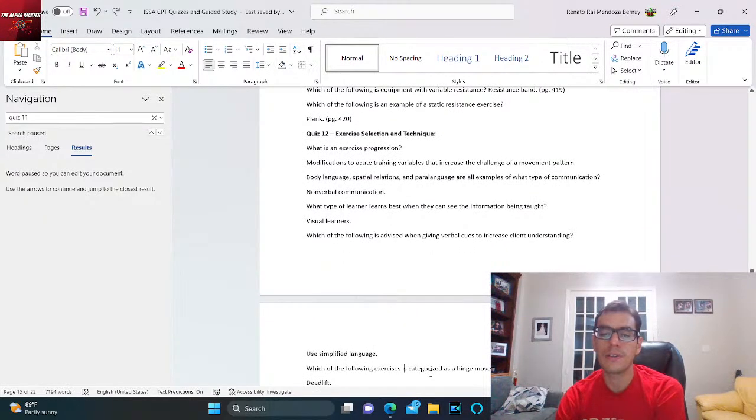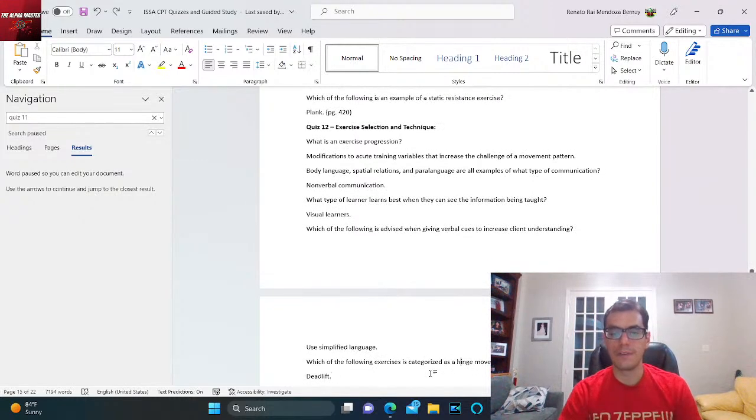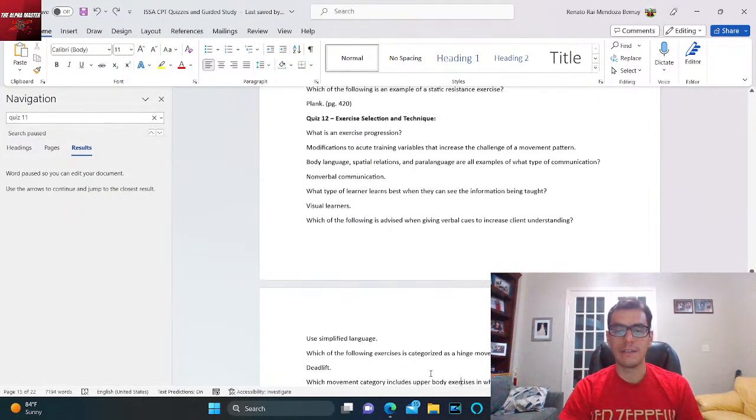Now, which of the following exercises is categorized as a hinge movement? A deadlift is going to be a hinge movement.